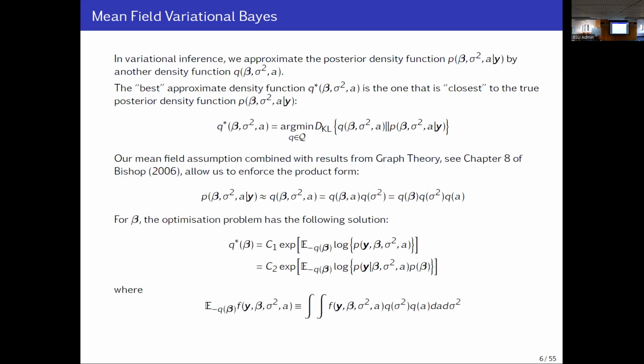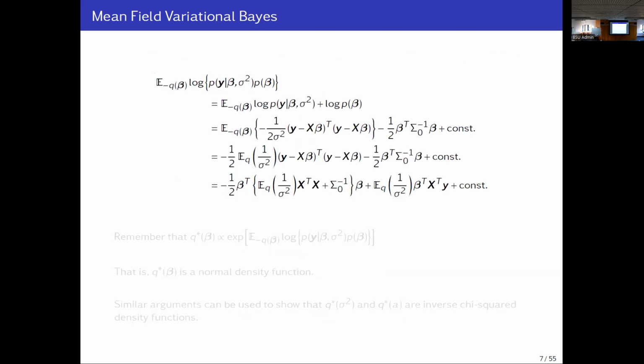So now we're down to this. The optimization problem has the following solution. We've gone through this a couple of times so far. The optimal posterior density function for the parameter beta will have this form here, where you take an expectation that doesn't involve the Q beta distribution. You place that expectation over the full conditional distribution of the entire Bayesian model. And these are the computations that go into that.